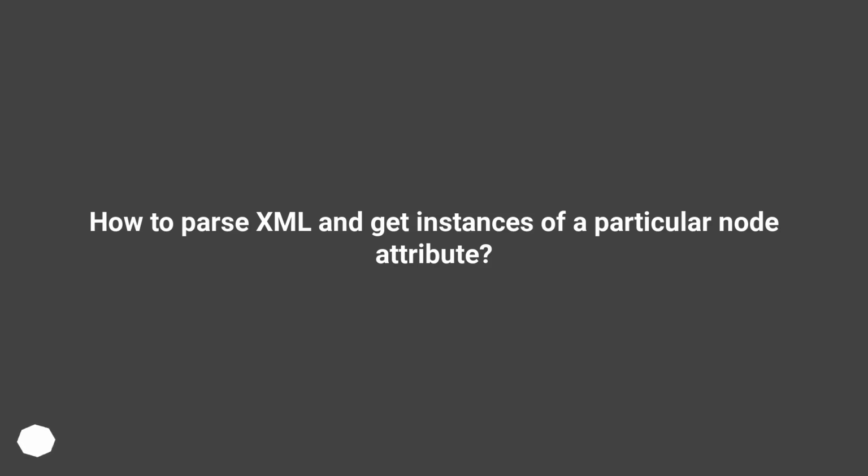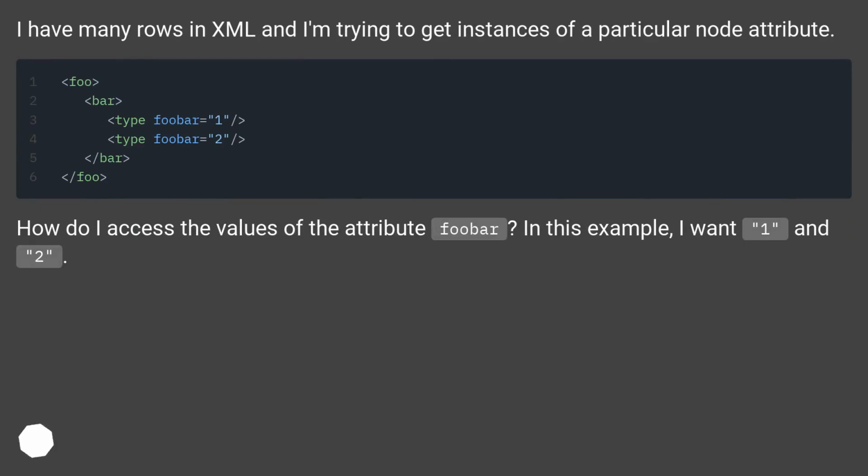How to parse XML and get instances of a particular node attribute. I have many rows in XML, and I'm trying to get instances of a particular node attribute. How do I access the values of the attribute foobar? In this example, I want 1 and 2.